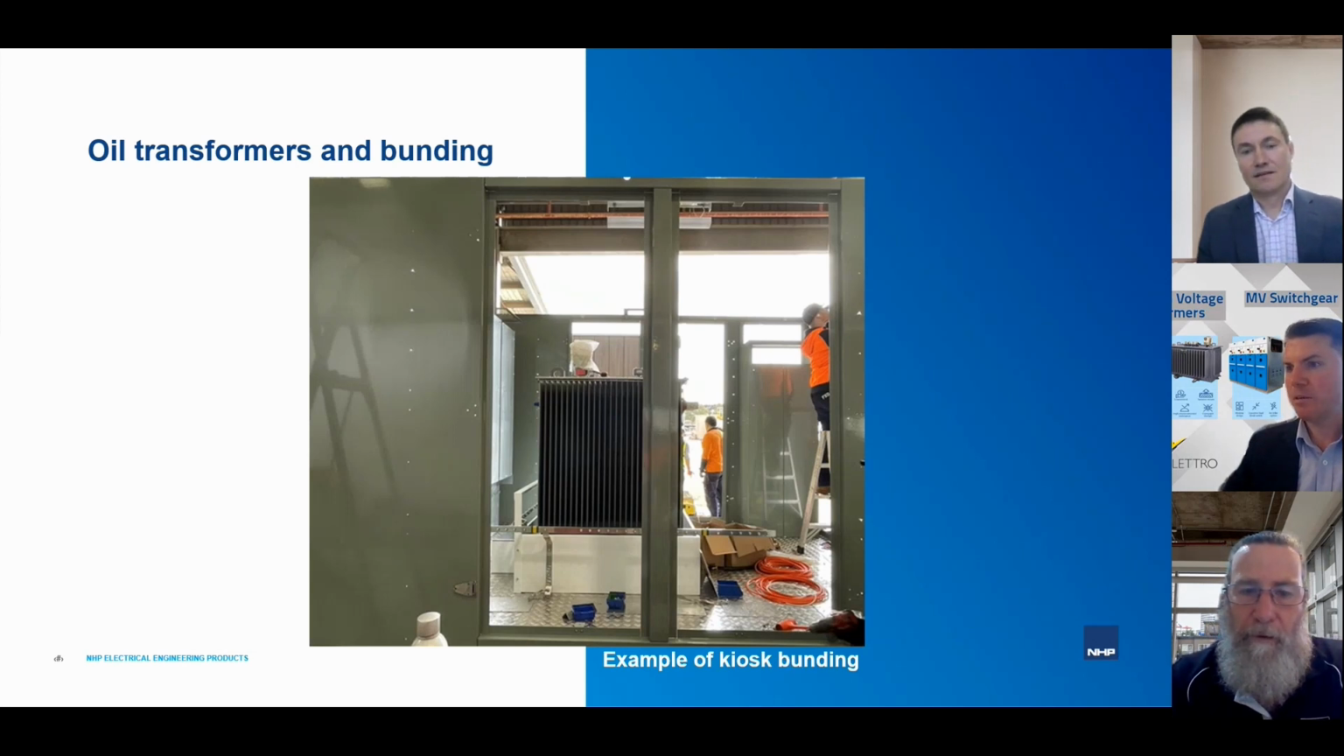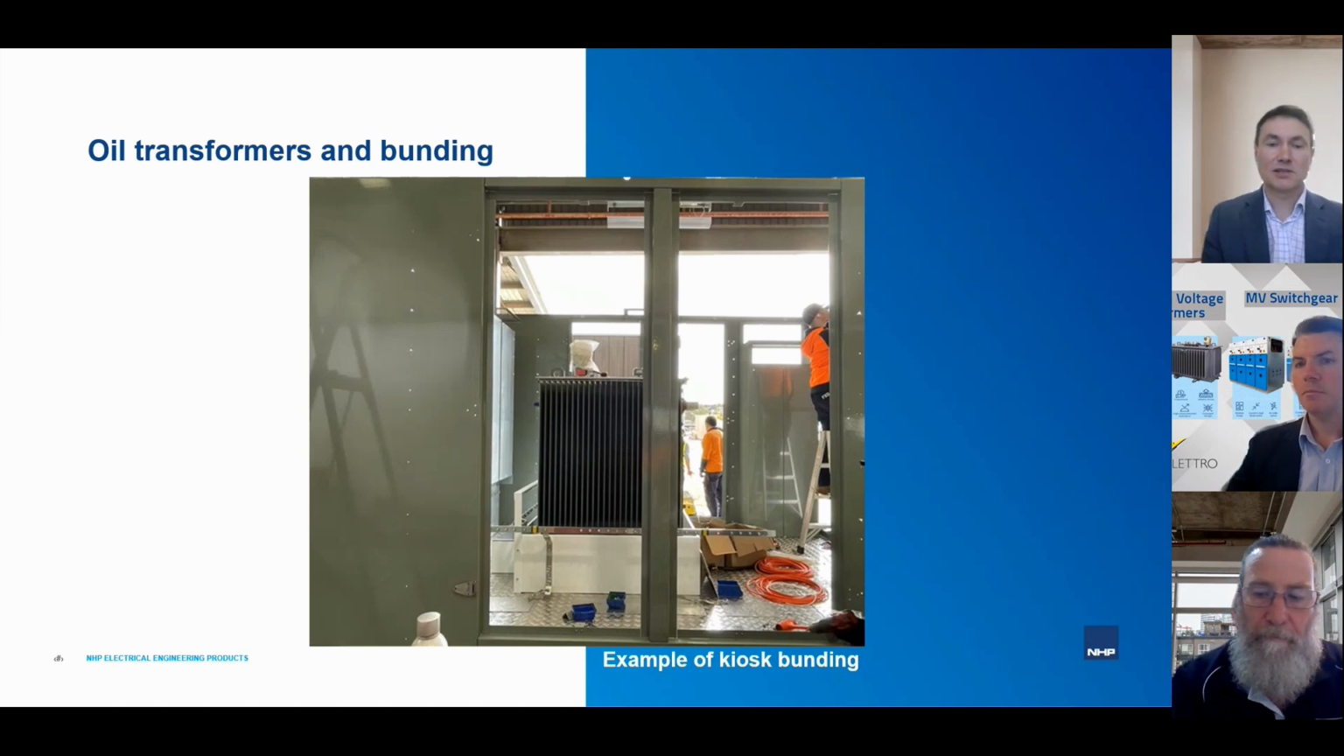So Dimitri, why don't you tell us a little bit about this picture? Yeah, so this picture is an example of one of the NHP kiosks we've been supplying, and you can see that the oil transformer sits there on the bund, which is the white metal part at the bottom of the transformer. So this is how the solution looks for the kiosk substation, and in essence, it's the same concept as for the outdoor enclosure for oil transformer.